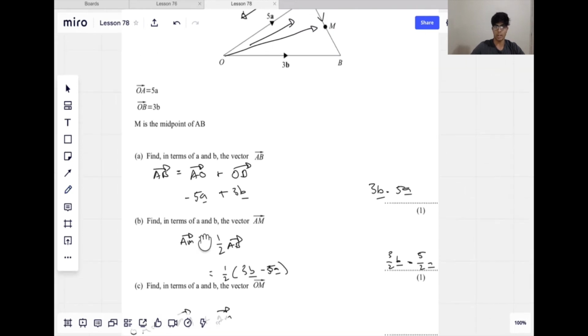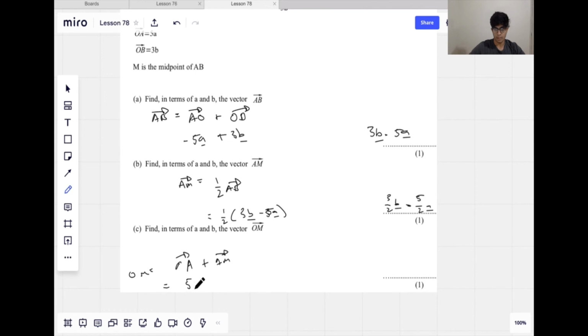We know O to A, that's 5A. And we know A to M, it's a half of 3B minus 5A, which is equal to 3 over 2B plus 5 over 2A. And that's our answer there.